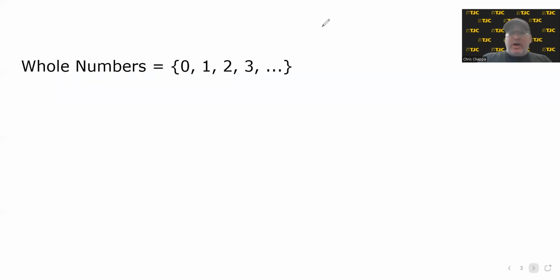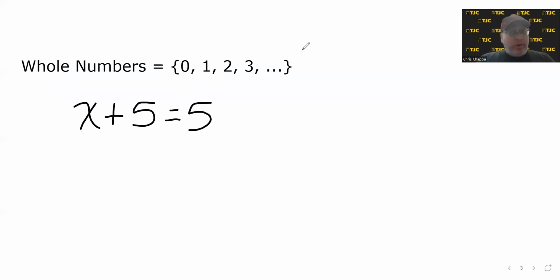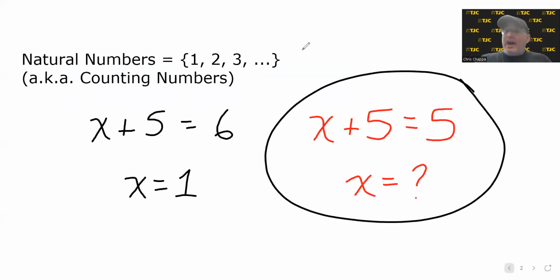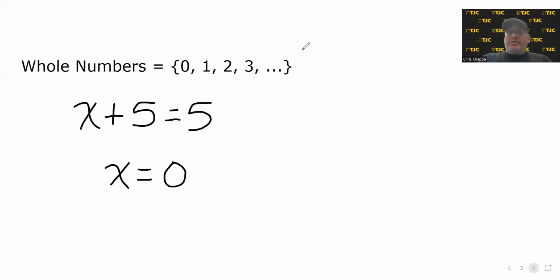And this fixes the problem we had before. Previously, we had an equation like x + 5 = 5, which is made up of whole numbers. It's also made up of natural numbers. As a natural number equation, it has no solutions, but as a whole number equation, it does have a solution, x = 0. All right, so we fixed that problem. We fixed the problem of this red equation not having a solution. We needed more numbers. All right, problem solved.